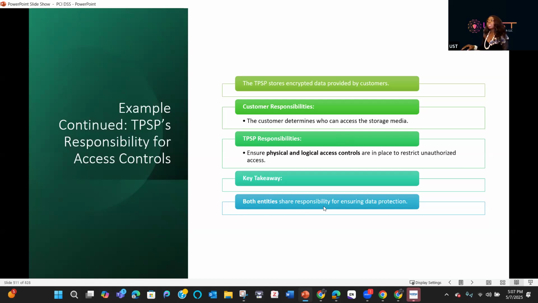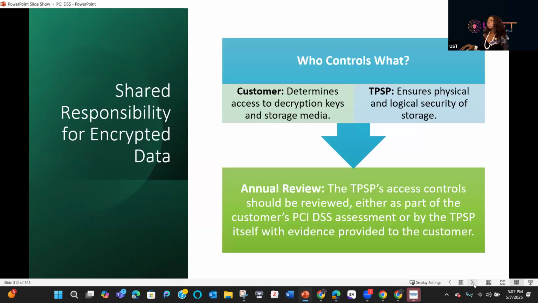Takeaway: both entities share responsibility for ensuring data protection. Then who controls what? First, determining access to the encryption key and storage media is the customer's job, but the TSP ensures physical and logical security of the storage, right? And then we have the annual review. The third-party provider's access control should also be reviewed, either as part of the customer's PCI DSS assessment or by the third party itself, with evidence provided to the customer.